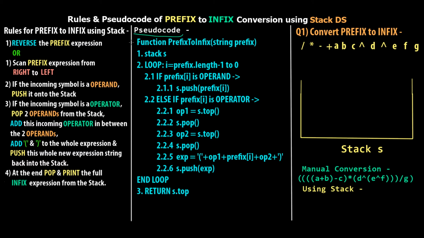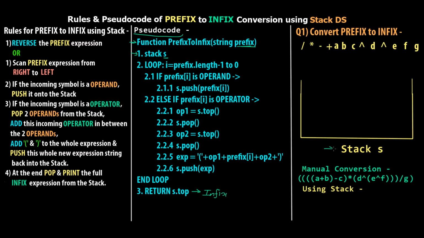So starting off, this pseudocode is basically a function which is saying prefix to infix, which takes a prefix string, and at the end you can see it returns s.top, which is actually gonna be a complete infix string. Okay, let's see how we get till step number 3. So first step is to create a stack data structure. So we say stack s. So obviously when we write a code, we will create a stack, right?